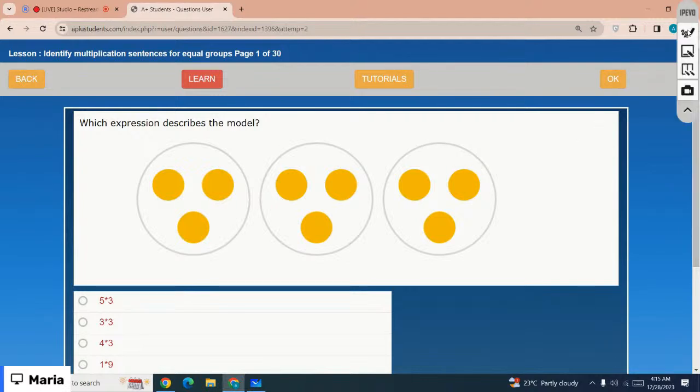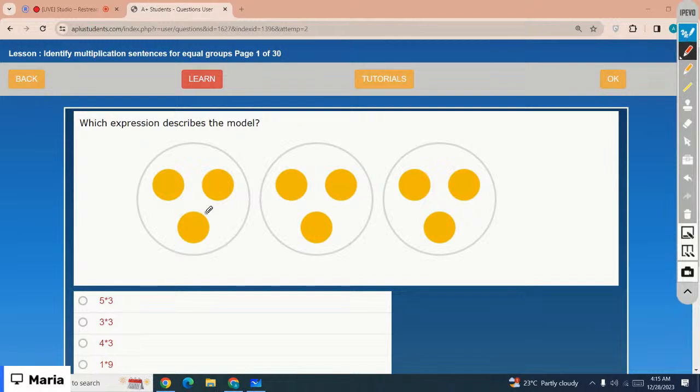Now you can count the dots in each group. You have three groups, and in every group, one, two, three, one, two, three, one, two, three. In each block, you have three dots, right? So you can write it as 3 times 3: three groups, and every group has three dots, so you can write it as 3 times 3.